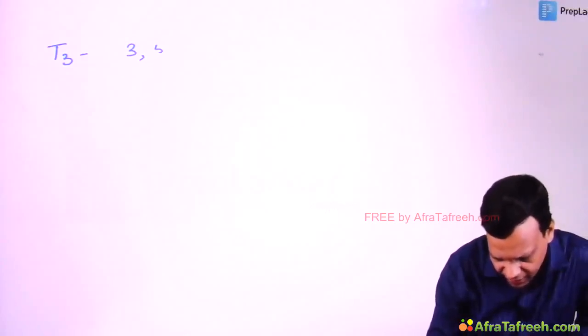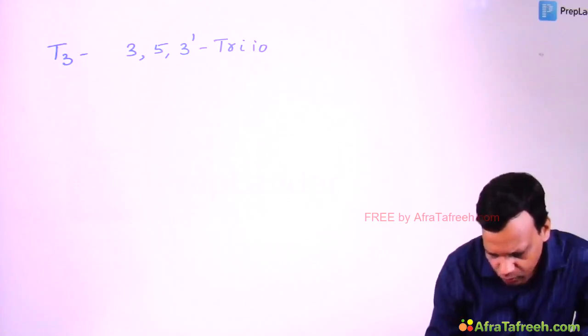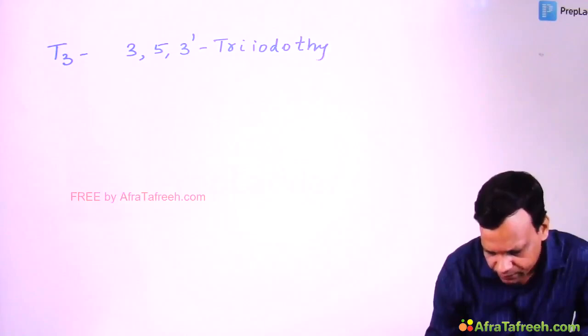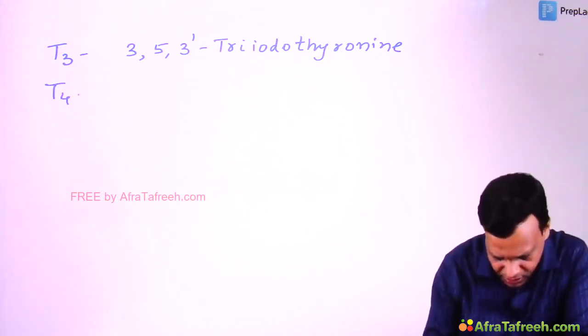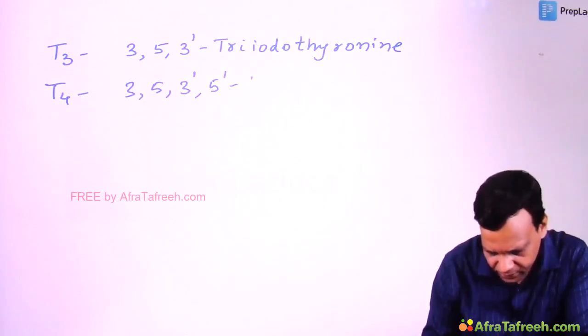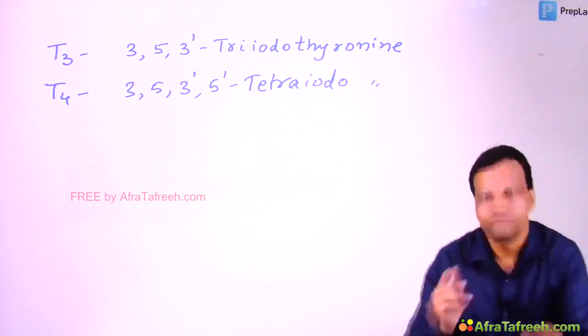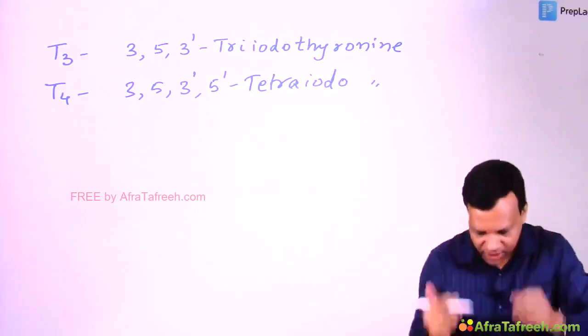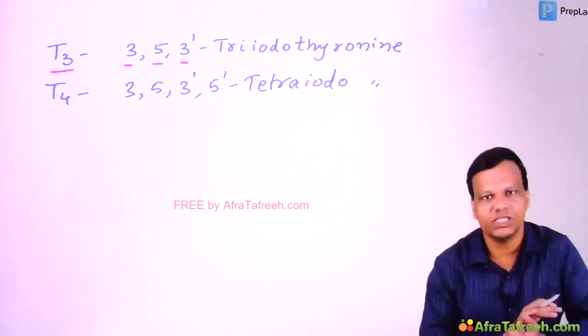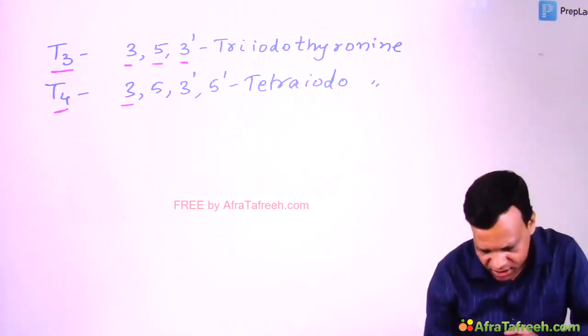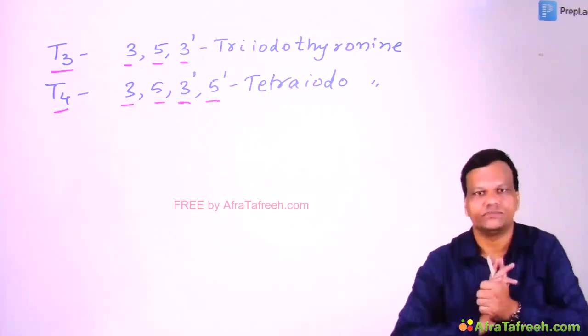3, 5, 3 prime triiodothyronine. Whereas T4 is 3, 5, 3 prime, 5 prime tetraiodothyronine. So what we note is T3 contains 3 iodines, at the 3, 5 and 3 prime positions, and T4 has 4 positions: 3, 5, 3 prime and 5 prime.